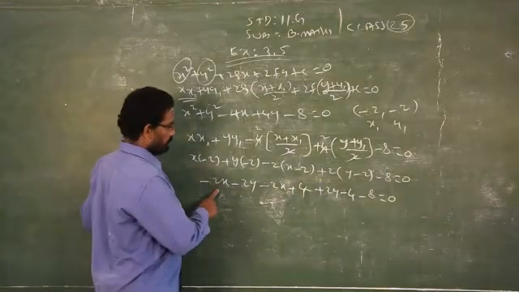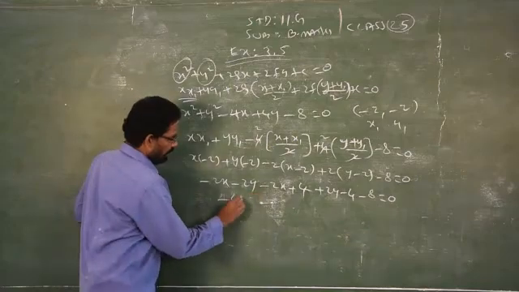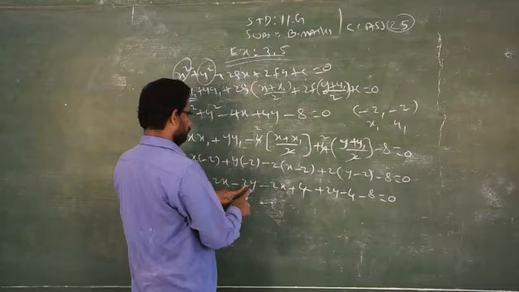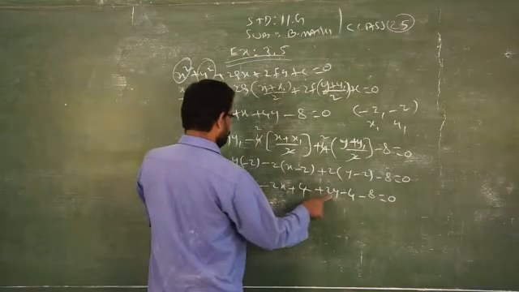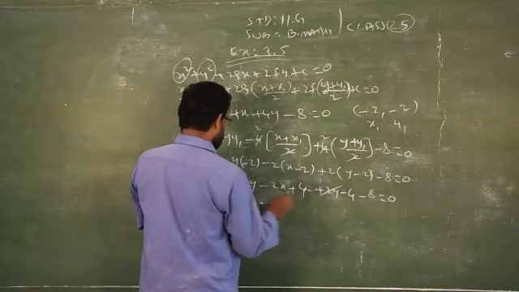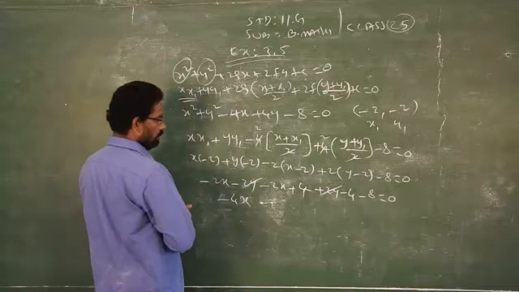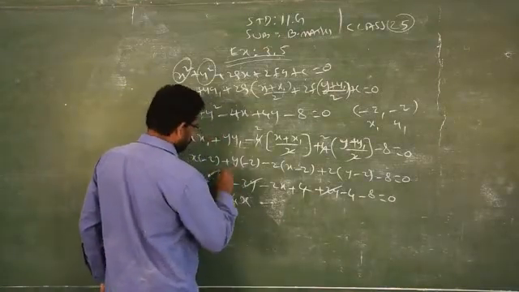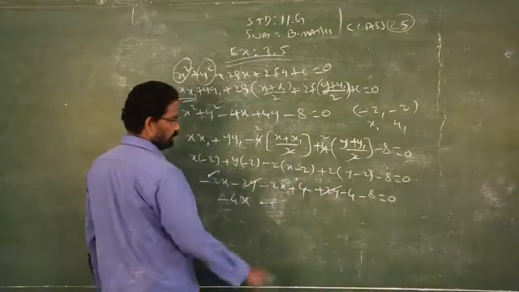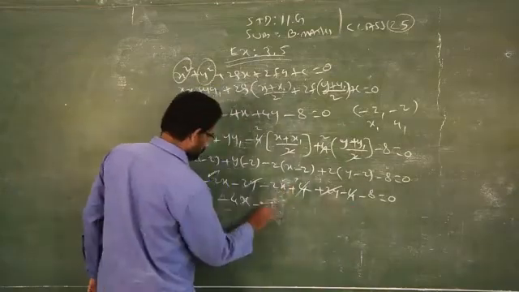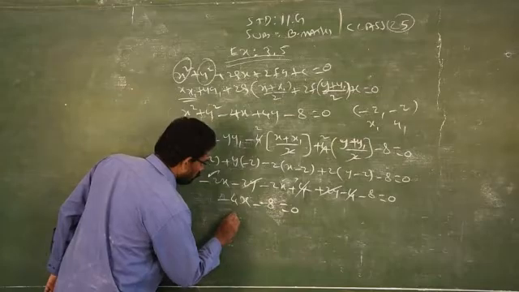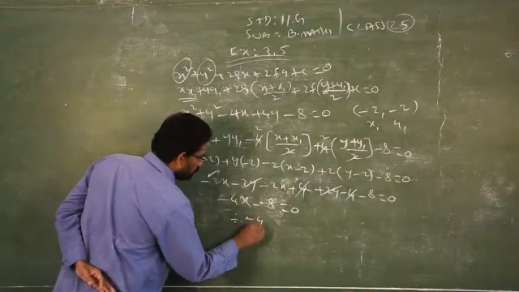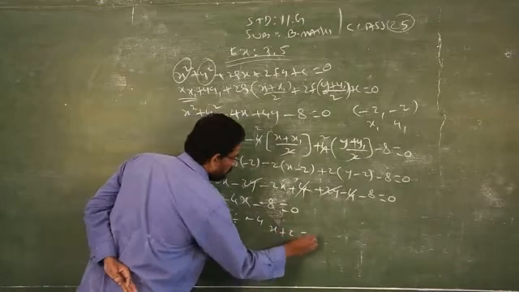So minus 2x minus 2x is minus 4x, minus 2y plus 2y, these two get cancelled. And this is simplified already. Plus 4 minus 4 minus 8 is equal to 0. So everything will be divisible by minus 4. Divide by minus 4, you will get x plus 2 is equal to 0.